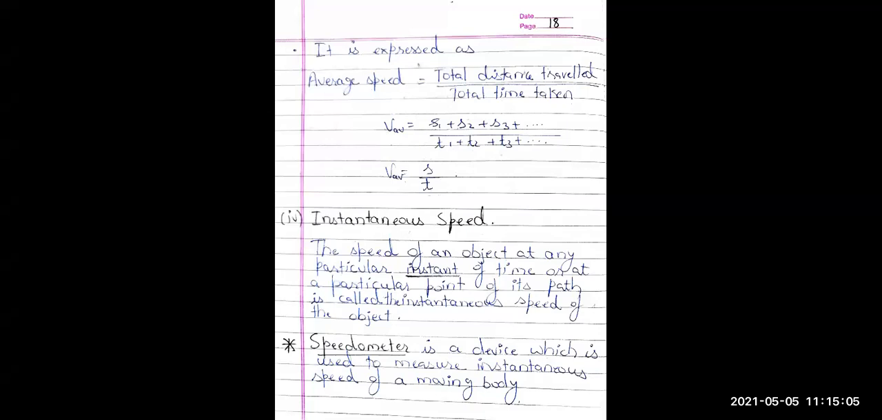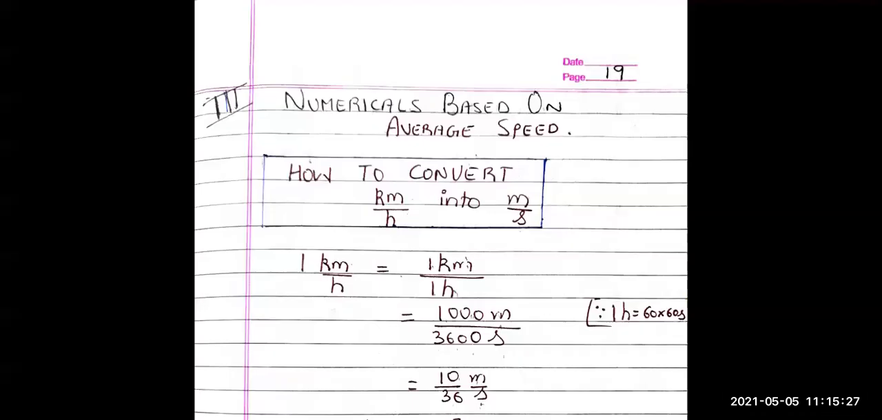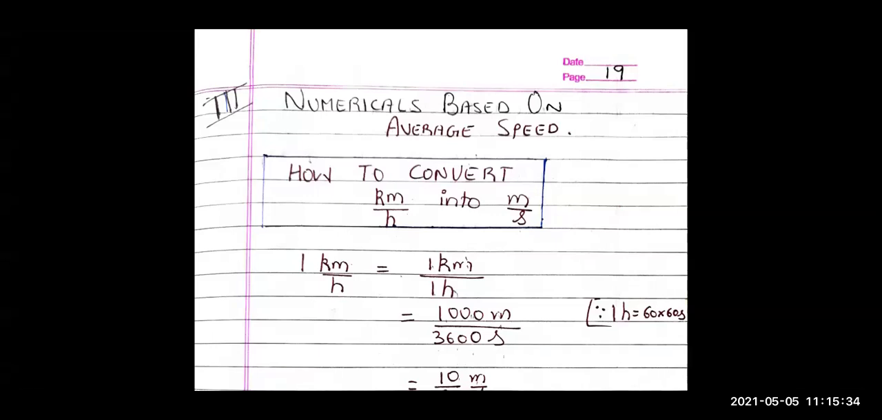Okay, beta. So the device which is used to measure the instantaneous speed of any automobile is your speedometer. Now, children, let's see how we can convert kilometer per hour into meter per second. Because children, in your numericals, many a times the speed will be given to you in kilometer per hour. But we know the SI unit of speed is meter per second. So we require to convert kilometer per hour into meter per second, right? So how we can do it?